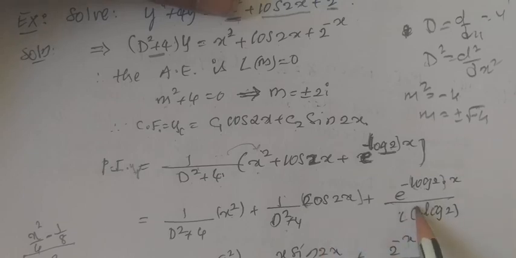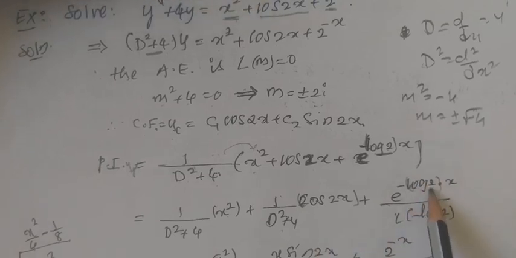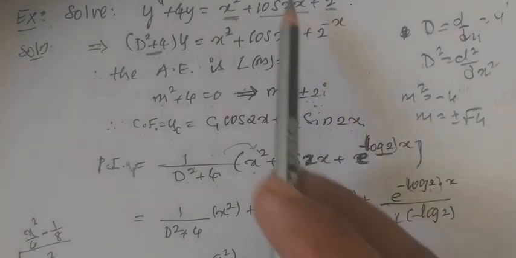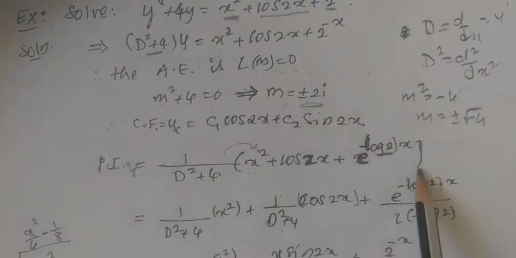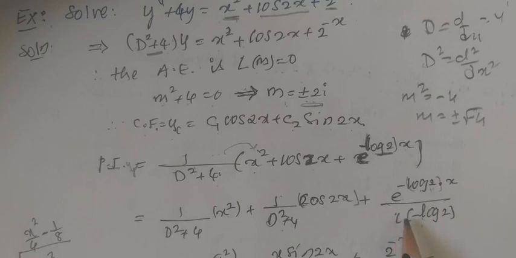Now we'll move forward here. Case number 1, it is of the case type 1. Here -log 2 is not equal to any of the roots. So directly, wherever D is there, you substitute a = -log 2. So you can write this as 1/L(-log 2).